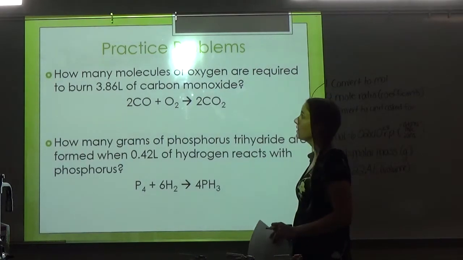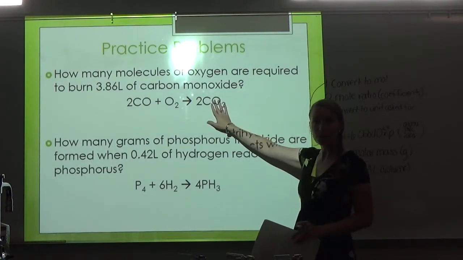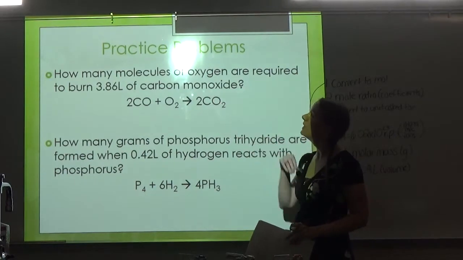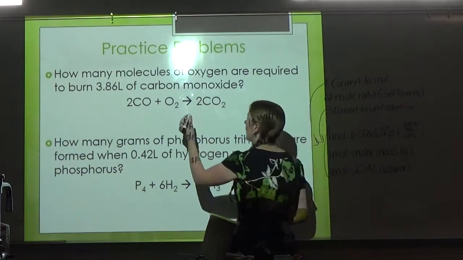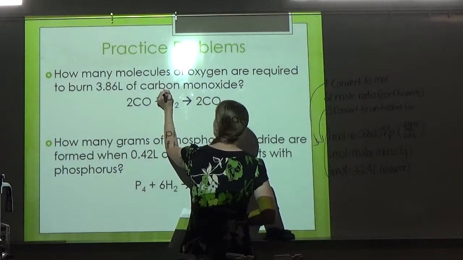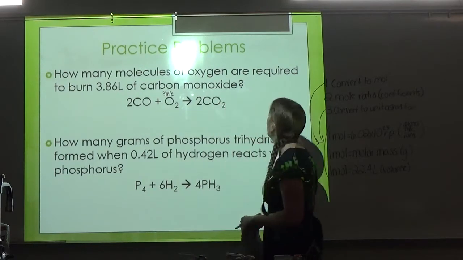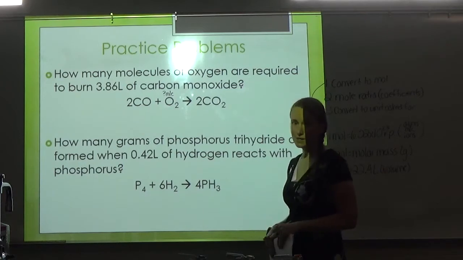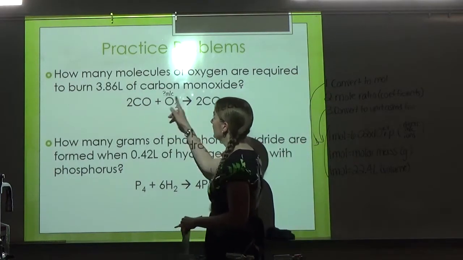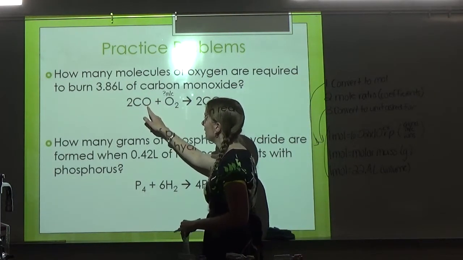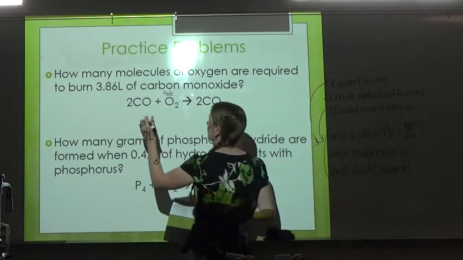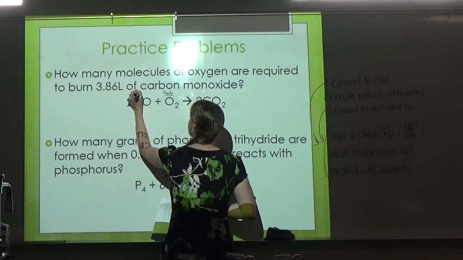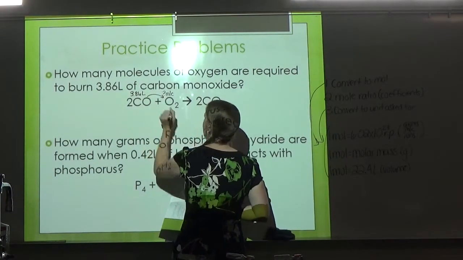Okay, so if you haven't tried one on your own, maybe try this one real quick, pause it. I'll assume you've done that. So it says how many molecules of oxygen, so here I'm looking for molecules, are required to burn 3.86 liters of carbon monoxide. So again, you got to make sure you pick the right one. This one's carbon monoxide, this one's carbon dioxide. So we have 3.86 liters. So we're going from here to here.